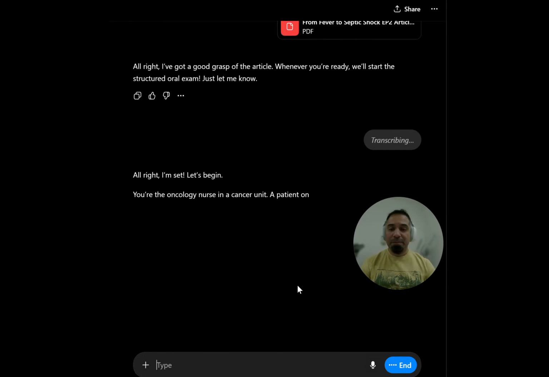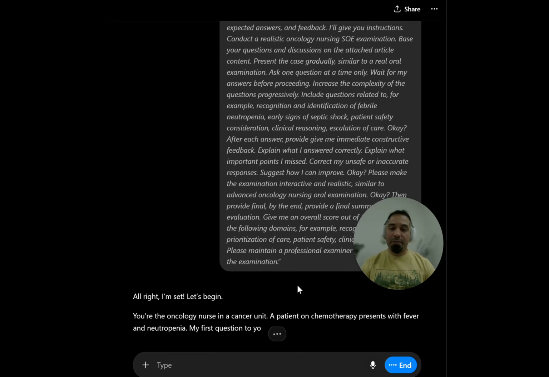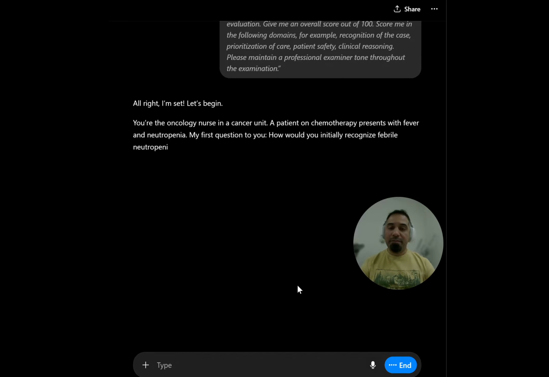You're the oncology nurse in a cancer unit. A patient on chemotherapy presents with fever and neutropenia. My first question to you, how would you initially recognize febrile neutropenia in this patient? Tell me the criteria you'd assess.